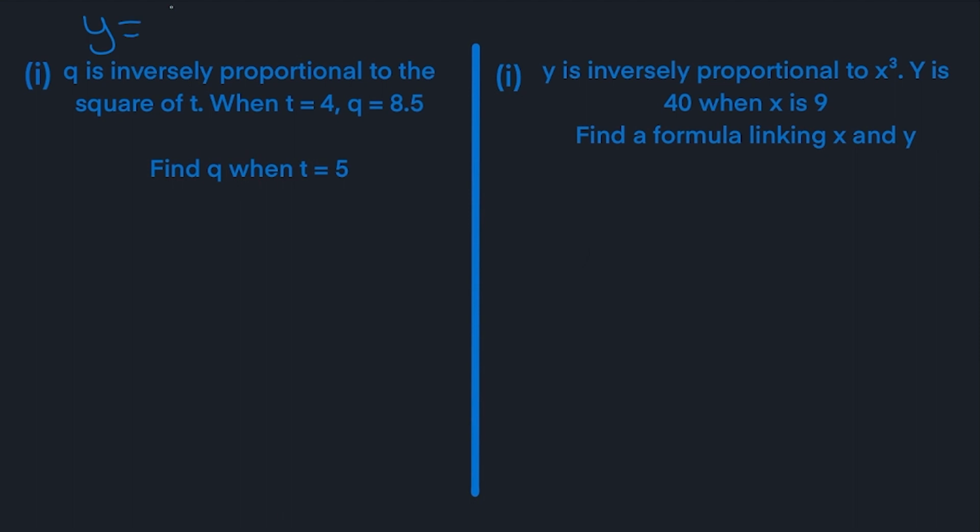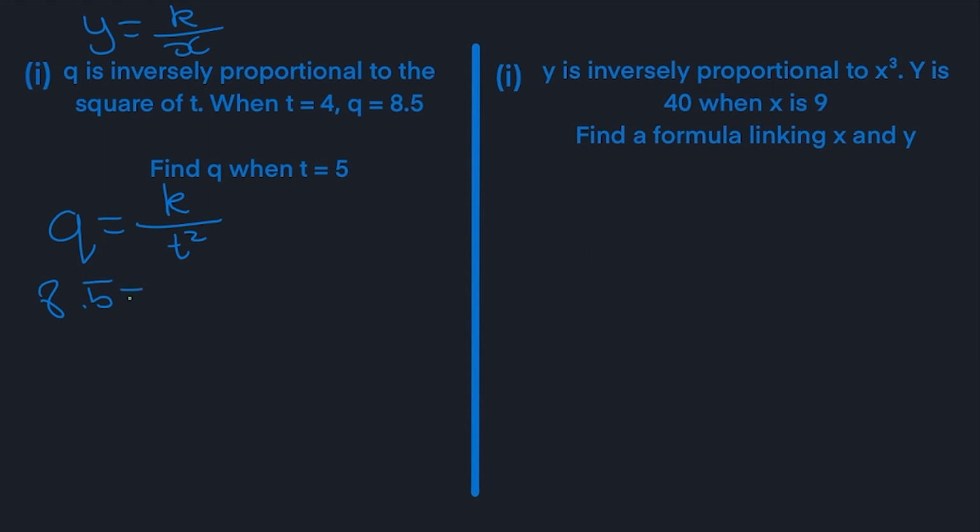Now for some more inverse proportion questions, it's just going to be the same thing. Y is equal to k over x. Q is inversely proportional to the square of t. When t is equal to 4, q is equal to 8.5. Let's first make the formula. Q is inversely proportional, so k over the square of t, so it's the same thing as t squared. When t is equal to 4, q is equal to 8.5. Let's plug in those values.